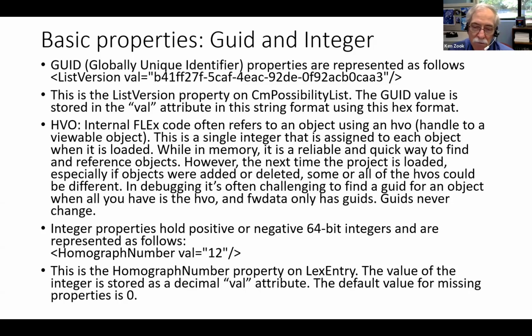Integer properties hold positive or negative 64-bit integers and are represented as follows. The homograph number is an example, and it has a val that equals the integer string. This is the homograph number property on FLExEntry. The default, if it's missing, is 0.